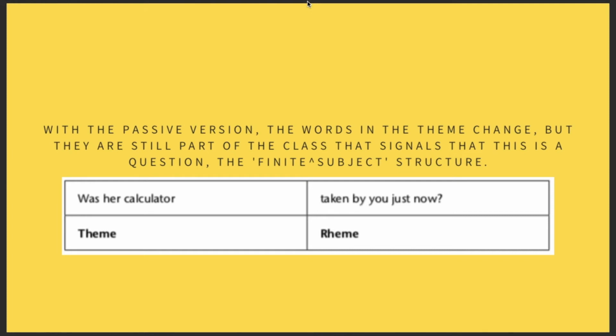With this one, we can say that her calculator is basically the departure of the message, which is followed by taken by you just now. So they are still part of the clause that signals that this is a question: the finite followed by subject structure.